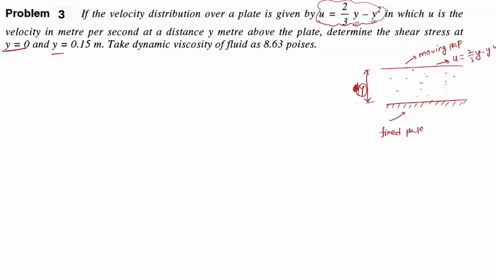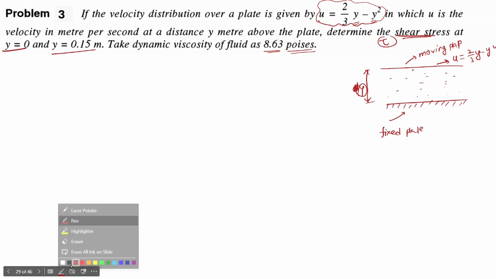So we have got two values of y: first y equal to 0 and then y equal to 0.15. In both of the cases, we need to determine the value of the shear stress, that means the value of tau, and take the dynamic viscosity of the fluid as 8.63 poises. Okay, so let's write down the solution.